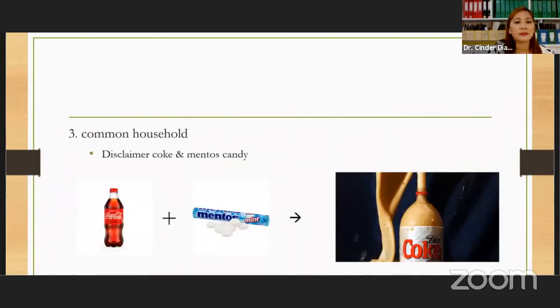Another thing is, it's a big no-no that some of us play this in our houses, especially with our small children. Sometimes they play with soft drink added with Mentos. Although this is a good chemical reaction, it will burst, but for children, I think it's a big no-no to do this at home. Okay?